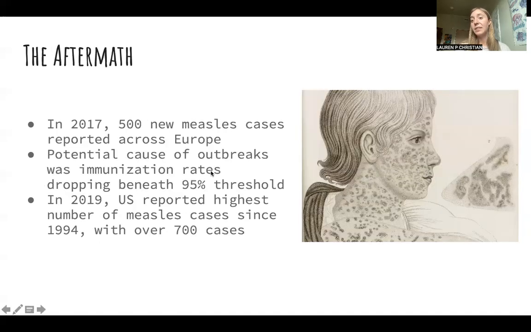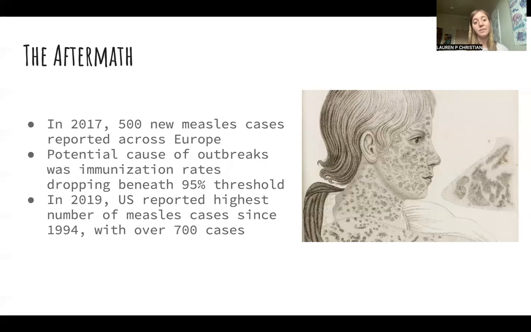The aftermath of this study's publication has been very troubling. In 2017, 500 new measles cases were reported across Europe. And a potential cause of the outbreaks was that immunization rates were dropping beneath the 95% threshold. So they found that after the publication of this study, there was a decrease in families immunizing their children out of fear that vaccines could cause autism.